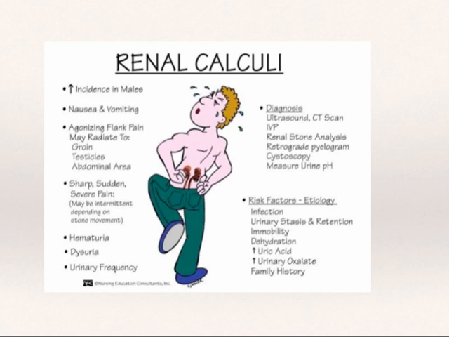A lot of times we'll do ultrasounds or CT scans, stone analysis, retrograde pyelogram, which looks at the flow, looking at the urine pH, and even like a urinalysis. Do they have blood in their urine? Do they have an infection too? Because you worry about infection with it as well. Risk factors, I already kind of went through that.